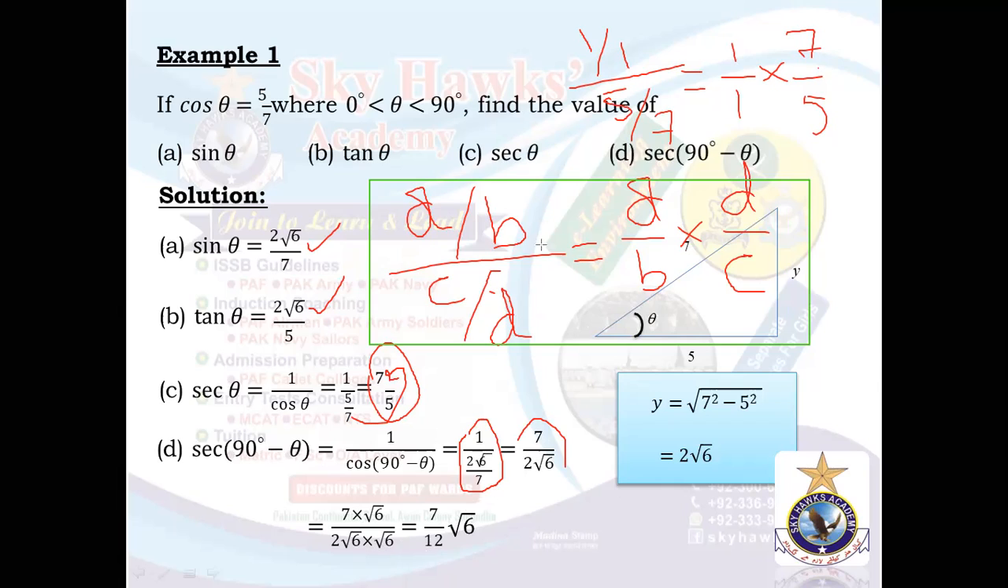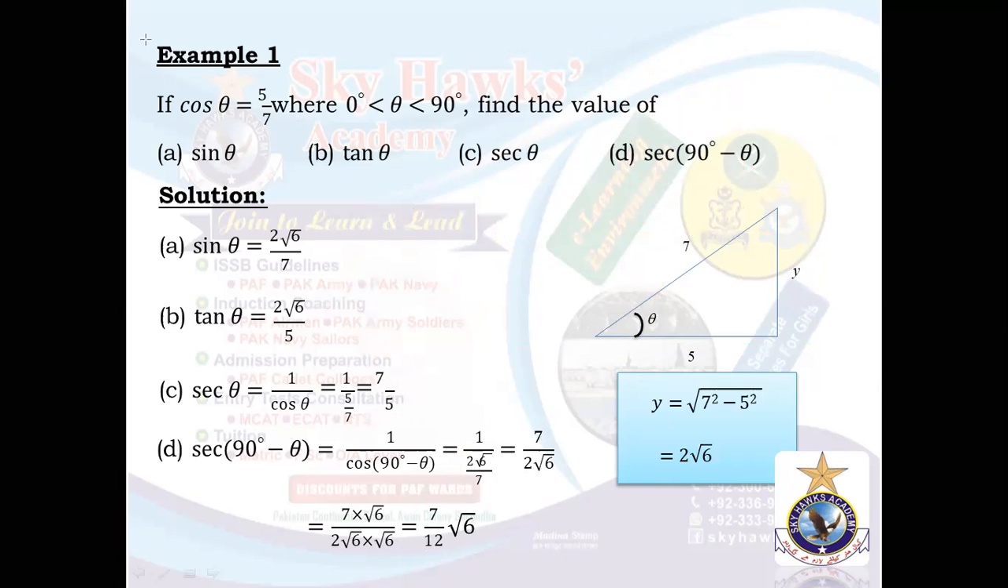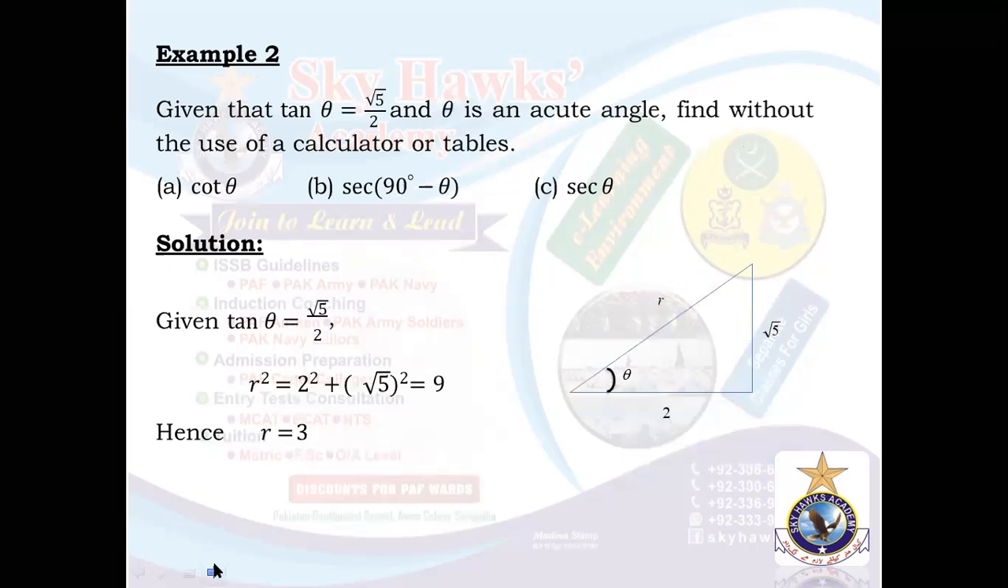So anyhow, if you solve that, we're just going to the next problem. Have you done? Okay, if you got it, now let's see. The same one, I am sure that this time you will take a little time just to understand this one. Now, given that tangent theta is given and theta is an acute angle, find without use of calculator or tables, what I mean to say, the cot theta and cosecant and secant.